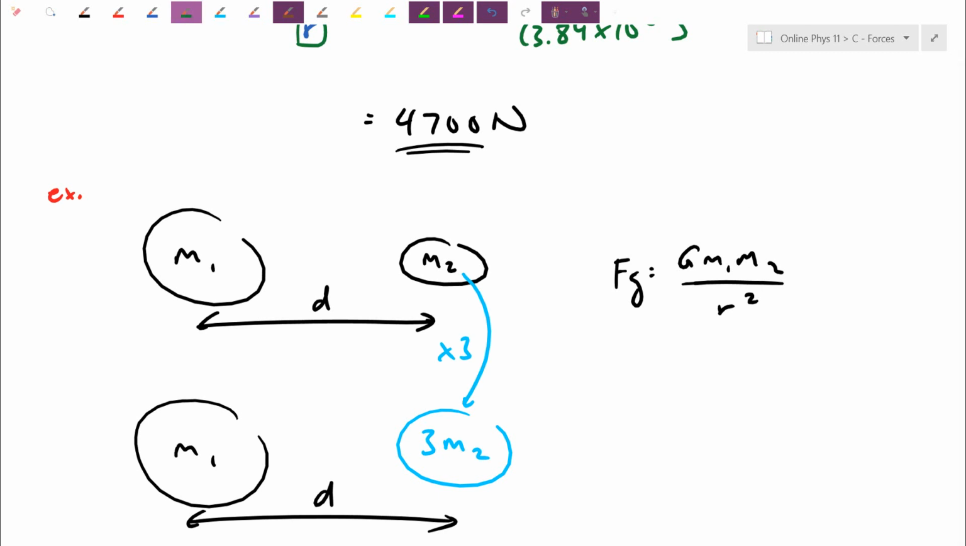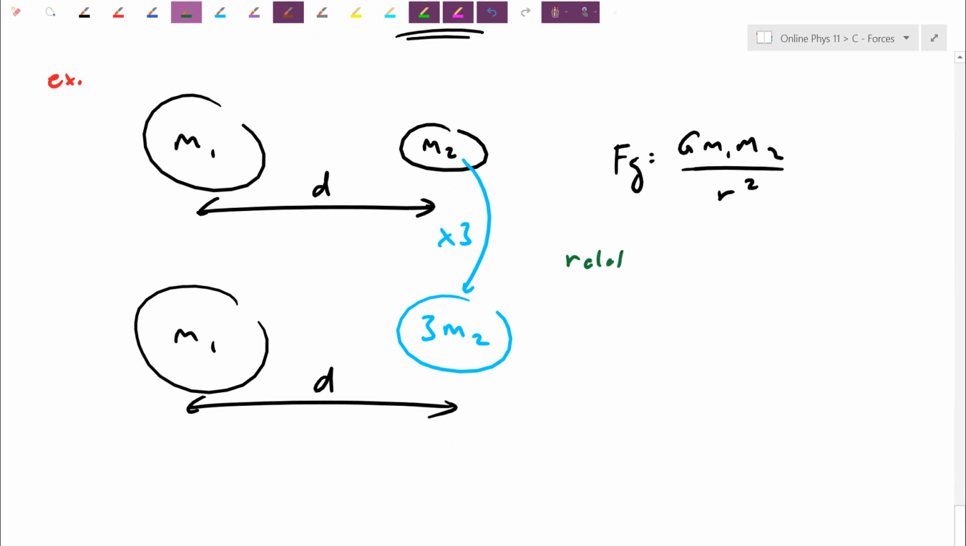I'm going to say relative to the initial Fg. So I'm not actually asking you to calculate the numbers. I'm not asking what is the actual number of newtons. I just want to say, compared to the beginning, compared to the original mass 2, now that this is 3 times as big, what's happened to Fg? And all you're going to have to do here, so we have a new Fg here.